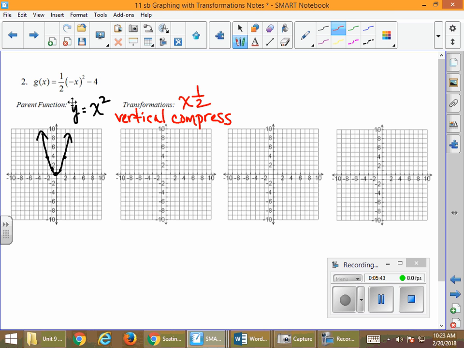In other words, what that means for us is we're going to multiply the y values of our points by 1/2. So for our vertex, 0, 0, 0 times 1/2 is still 0. Our next point is 1, 1. Well, the y value of 1 gets multiplied by 1/2. 1 times 1/2, so this is going to be 1, 1/2. Our next point in our parent function is 2, 4. Well, 4 times 1/2 is 2. So we're going to have a point of 2, 2 on here.